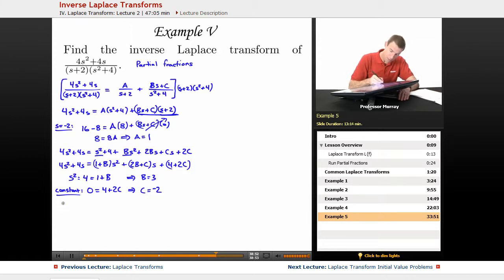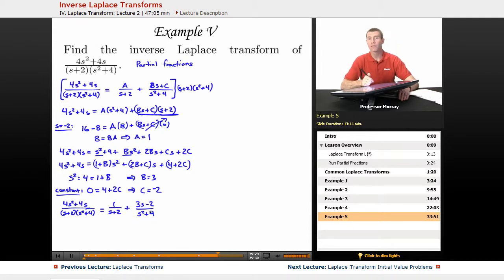And so I can complete my partial fraction expansion: 4s squared plus 4s over (s plus 2) times (s squared plus 4) is equal to, it was A over s plus 2, reading up here, and my A was 1, so 1 over s plus 2, plus Bs plus C, reading here. My B is 3, so 3s minus 2, C is negative 2, and I've got an s squared plus 4 here. So that's as far as I can go with the partial fractions.